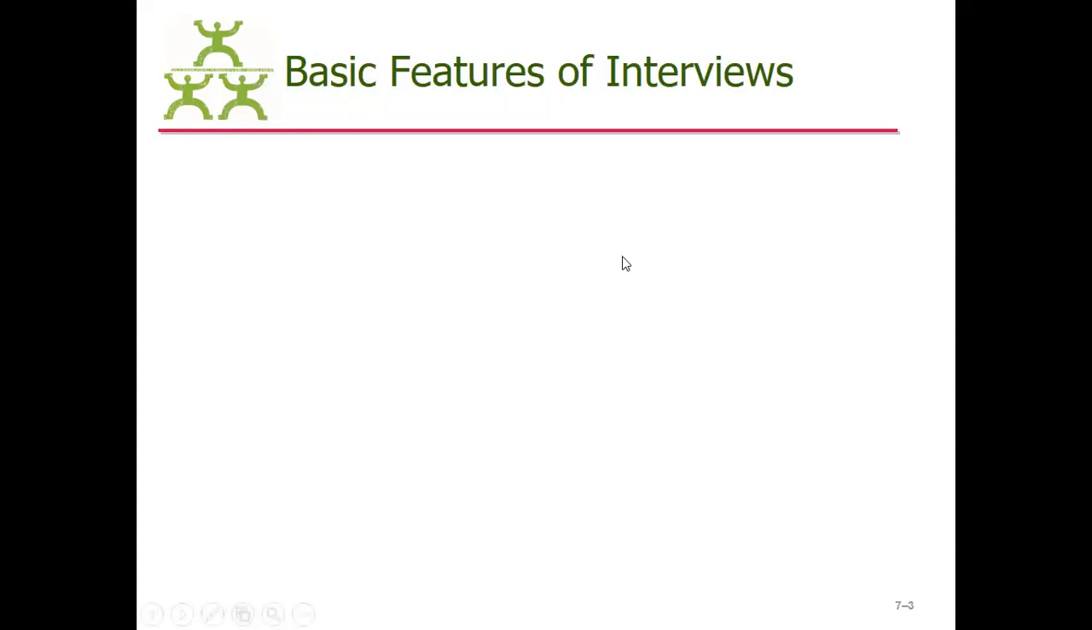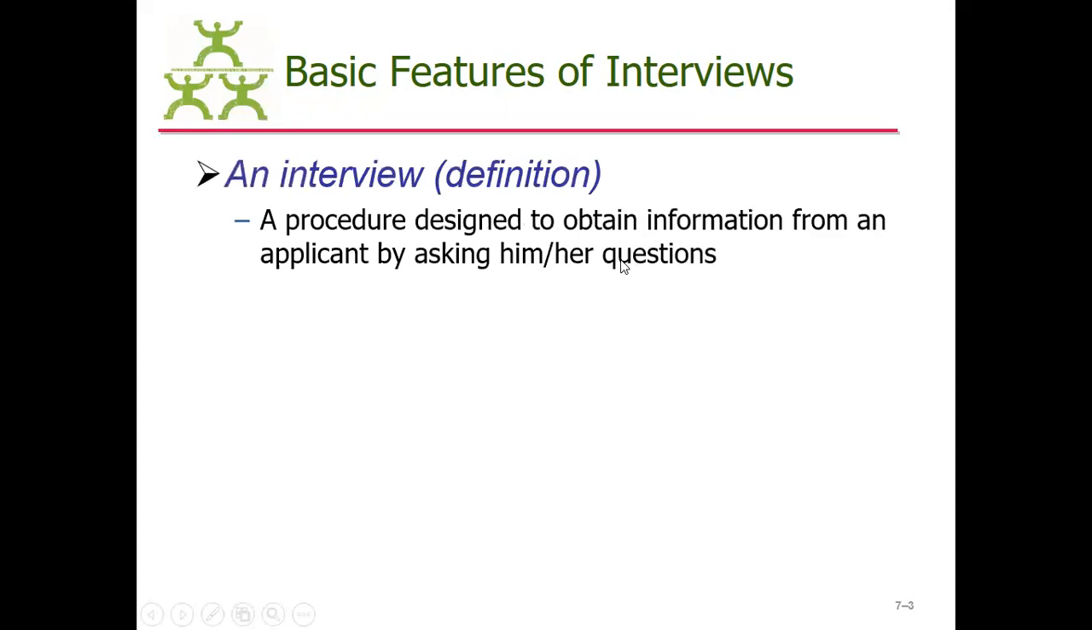So let's first discuss the definition of an interview. An interview is a procedure which is designed to obtain information from an applicant or candidate by asking him or her different questions. So an interview is actually a process through which the interviewer obtains information regarding the candidate by asking him or her different types of questions.